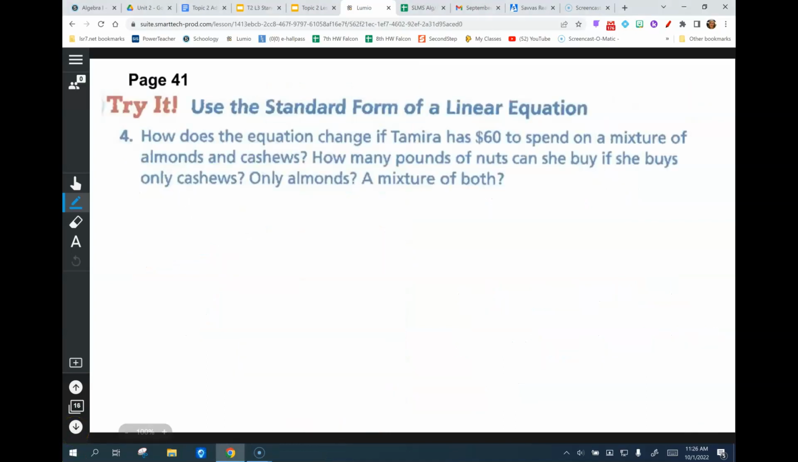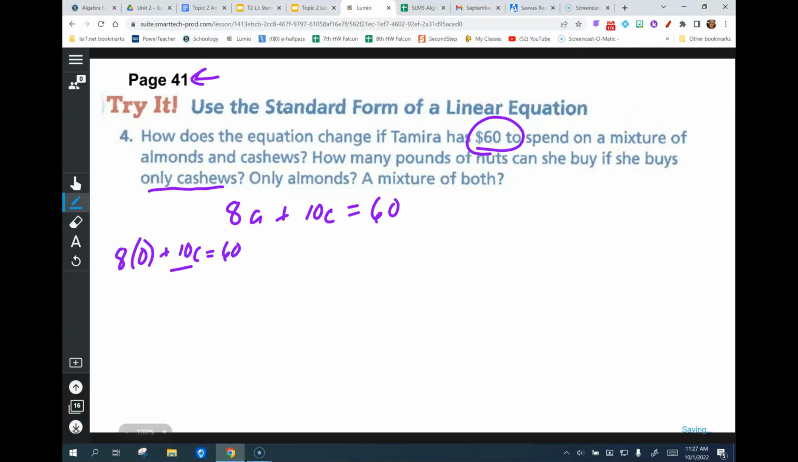So then the problem that's in your book on page 41, we use the same information, that it's 8 almonds and 10 for the cashews. But now we can spend $60. Okay, so now our equation looks like this. And it says, how many pounds of nuts can she buy if she buys only cashews? So think about that. If she only buys cashews, that means I don't buy any almonds. So that means almonds is 0. So you're actually finding your y-intercept here. So cashews, I'm going to buy 6 pounds of cashews if I'm only buying cashews.